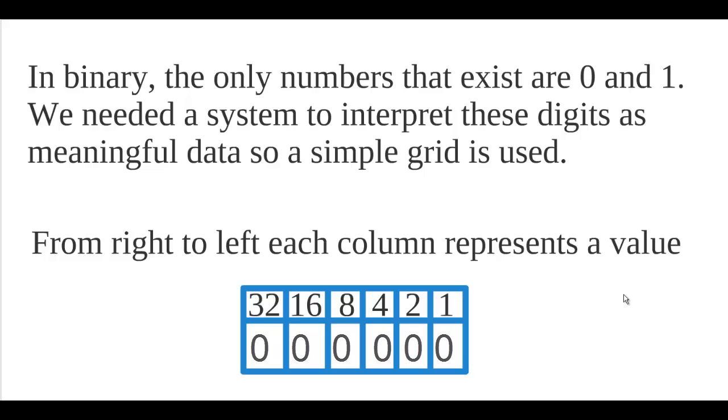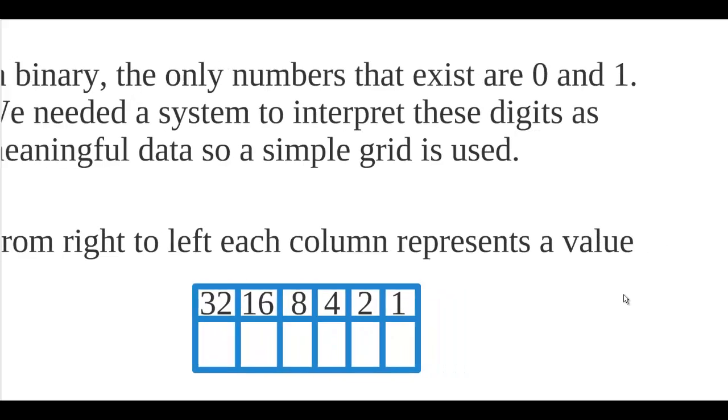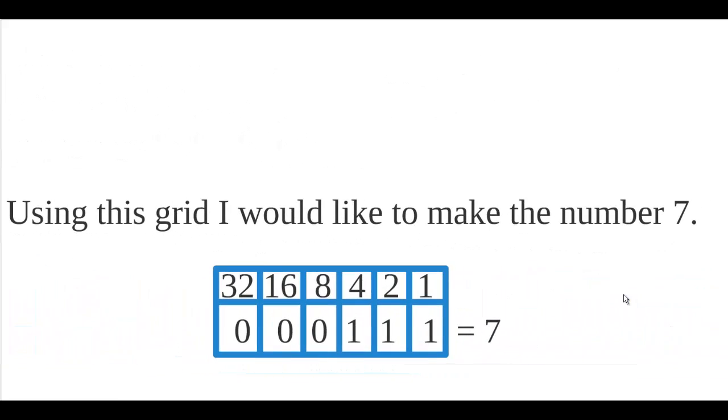If I wanted to write the number 1, it would be 0, 0, 0, 0, 0, 1. If I wanted to write 5, 0, 0, 0, 1, 0, 1. I need to use the placeholders to represent the value above it. So using that grid, number 7, here's the example. Just look at it, makes sense.